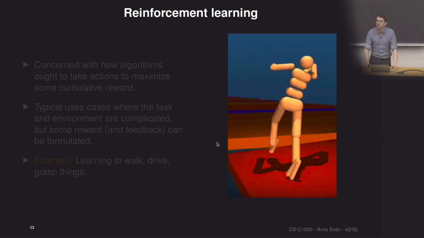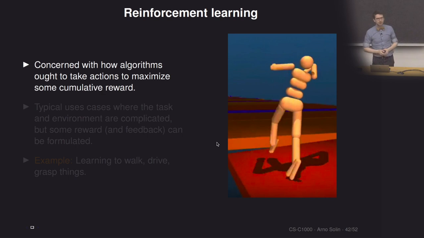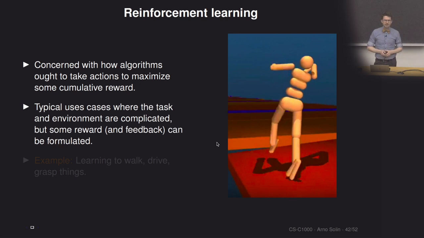Then there is reinforcement learning. And we will have a lecture on this as well. So reinforcement learning is concerned with how algorithms ought to take actions to maximize some cumulative reward. And this definition is just horrible. I'm sure that no one here understood what is actually going on. But it's maybe easier to understand RL, reinforcement learning, through typical use cases.